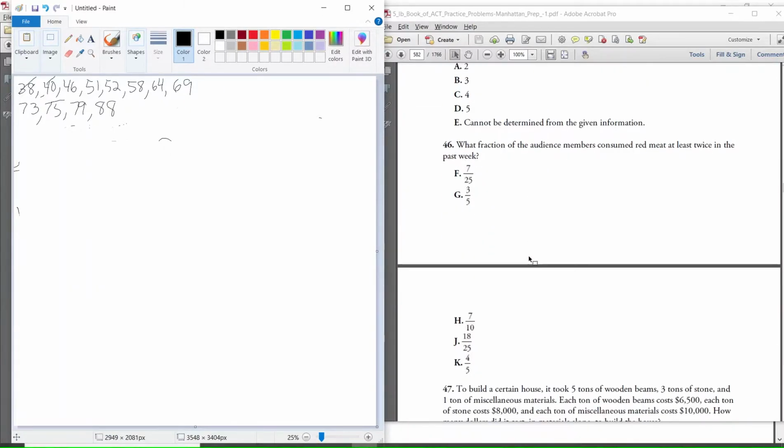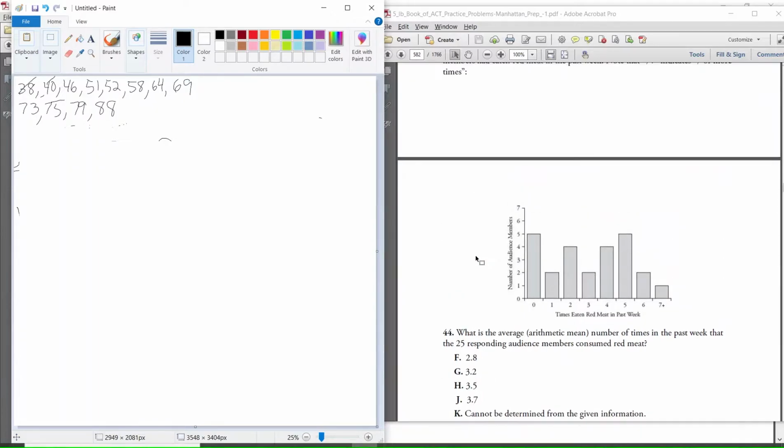46. What fraction of the audience members consumed red meat at least twice in the past week? Well, this one, it could ask what fraction. It could also ask what is the probability of choosing an audience member that consumed red meat at least twice in the past week. But there's nothing there to tell us who consumed what. So there must be something above, and yes, there it is.